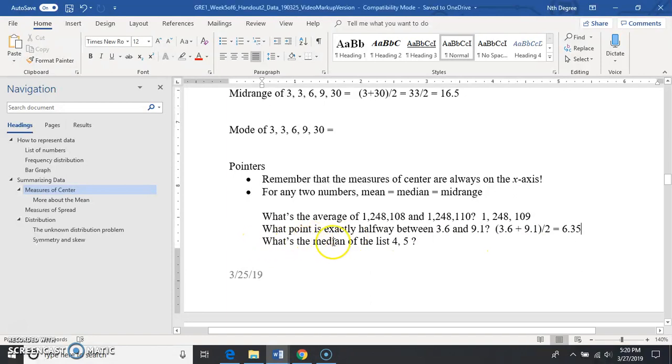Or this question, what is the median of the list 4, 5? And that almost doesn't even seem defined because median means middle of the list, and in the middle of this list is just a blank spot, a comma. However, we remember that the median in this case would be defined as their midpoint, mid-range. So what's exactly halfway between 4 and 5? Of course, it's 4.5. If you added these numbers together and divided by 2, you'd also get 4.5.